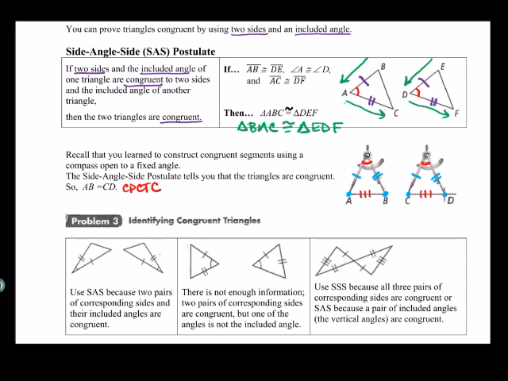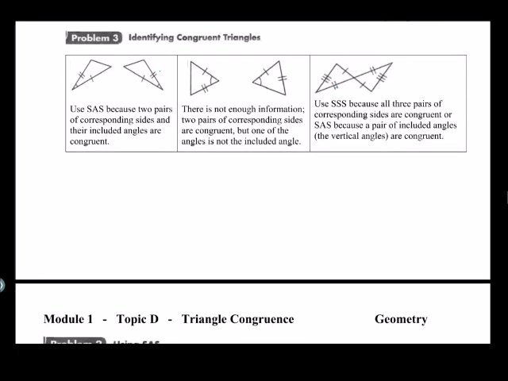So that's kind of neat how this all fits together. Let's look at some examples here. Looking at our triangles, can we prove the triangles congruent? Well, on this first one, I see two congruent sides and a congruent angle, and the angle is included. So yes, we can say that these triangles are congruent by side, angle, side.